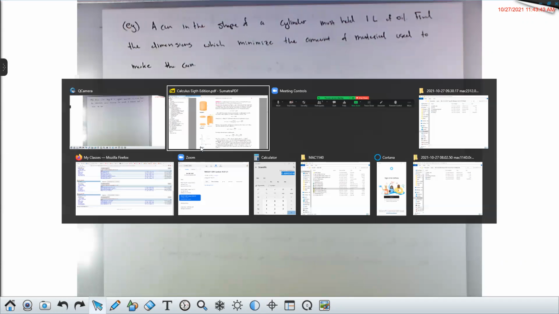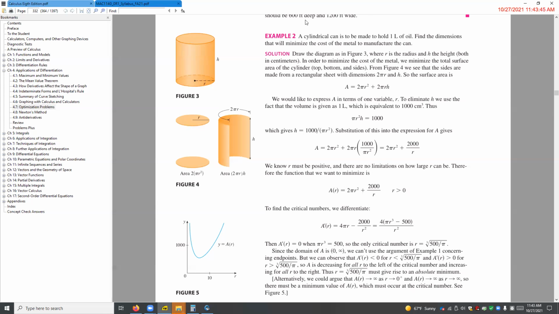All right. So this is the problem we're trying to solve. Let's do it. I'm building a can in the shape of a cylinder. I know it has to hold 1 liter of oil, and I want to minimize the material cost. I want to minimize the amount of material used to make the can.